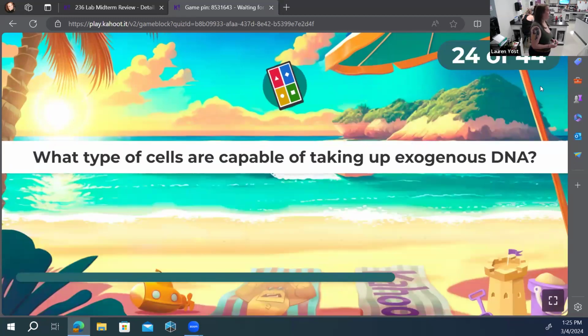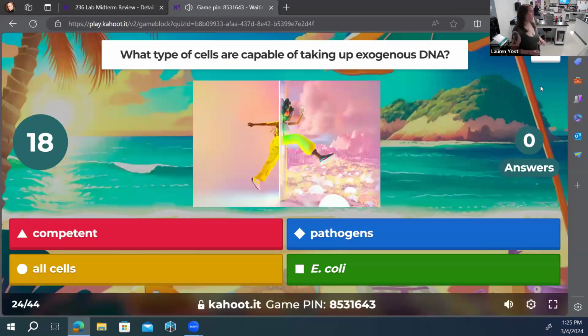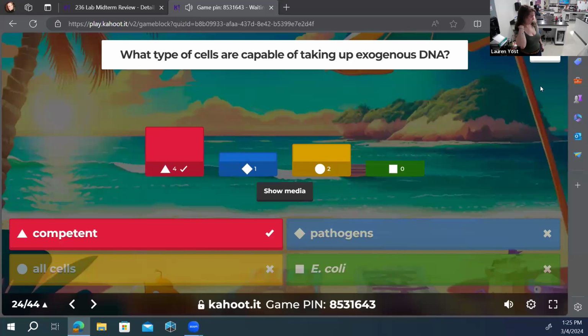What type of cells are capable of taking up exogenous DNA? Right, the term for these is competent. It just so happened that the example we were going through in class involved E. coli. And you guys didn't choose that one, so that's good. But not all E. coli are competent, and not all cells are in general. So competent is just the term meaning they can take up exogenous DNA, capable of doing that.